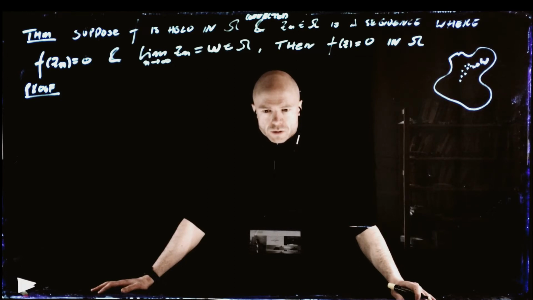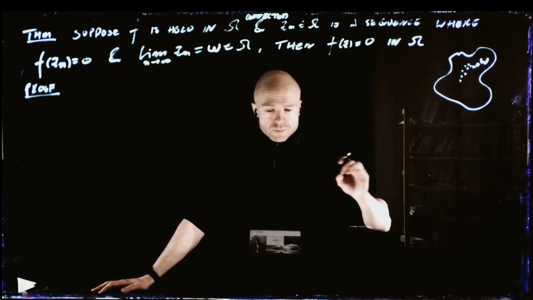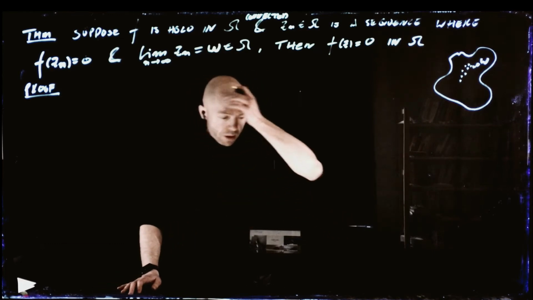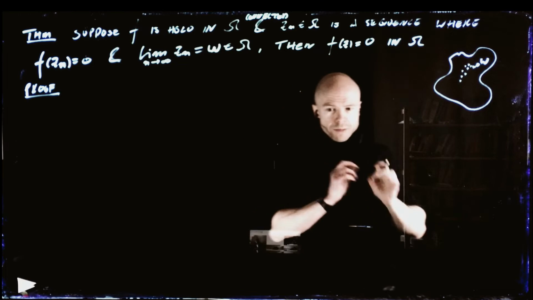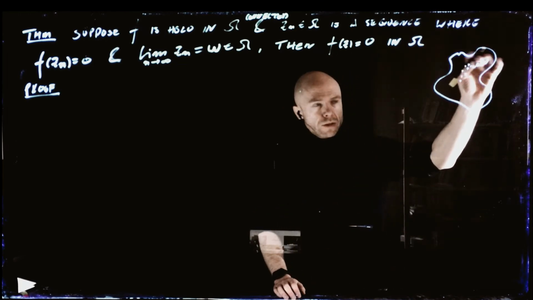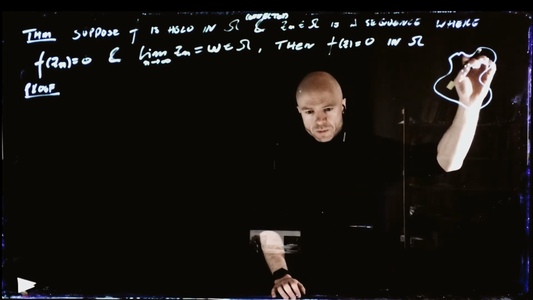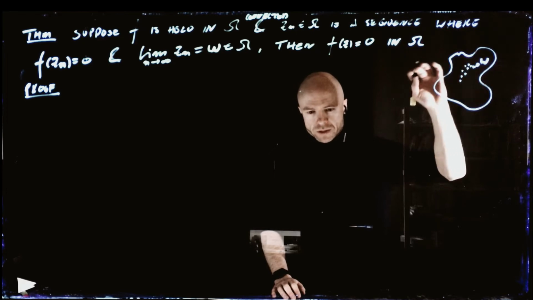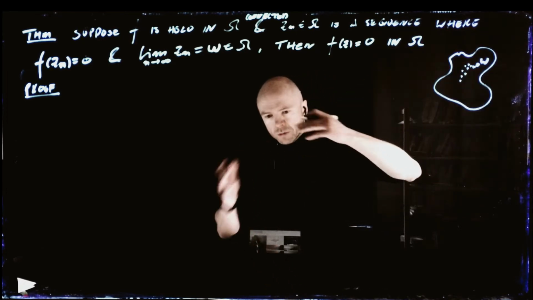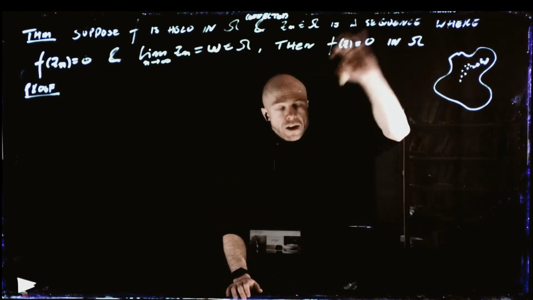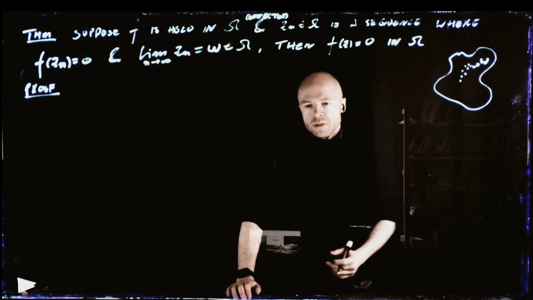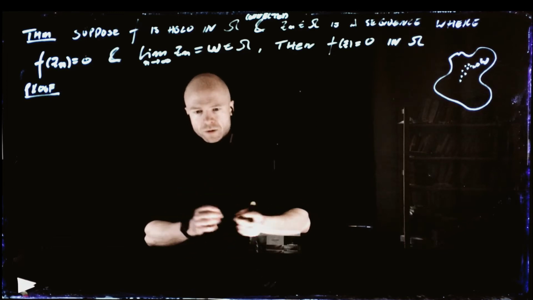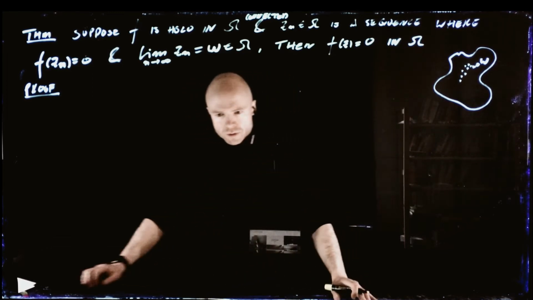Okay. And so this is the structure of what we're going to do. This is a hint of how we're going to use this. We have some local information about the behavior of f at some particular point. And then from this local information, we can conclude a global statement, a statement about f on the whole of omega. What tool do you know that says something global about something local?